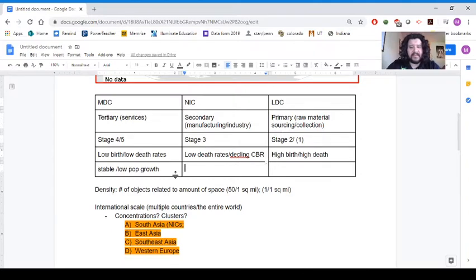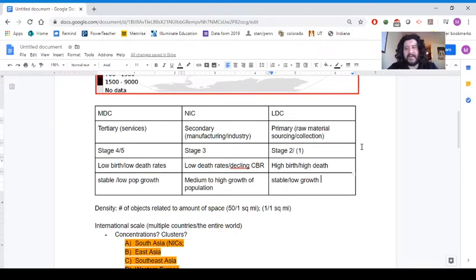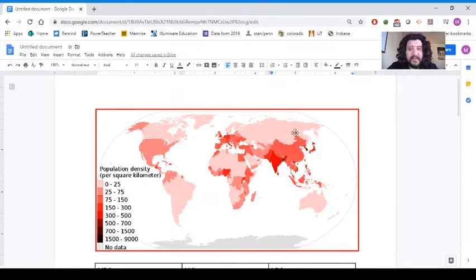My NICs, I still have maybe medium to high birth rates, which is also going to contribute to medium to high growth of population. It's still booming. My stage 1 and my stage 2s, this transition is where we start to get this high growth. But here we also have stable or low growth. High and high, they cancel out. And these growth rates, while not directly contributing to the density, over time are going to increase density in these spaces.